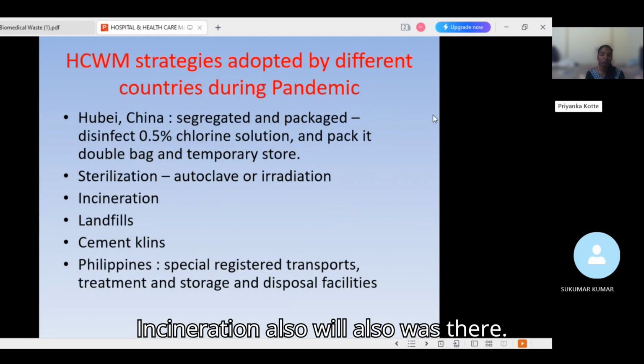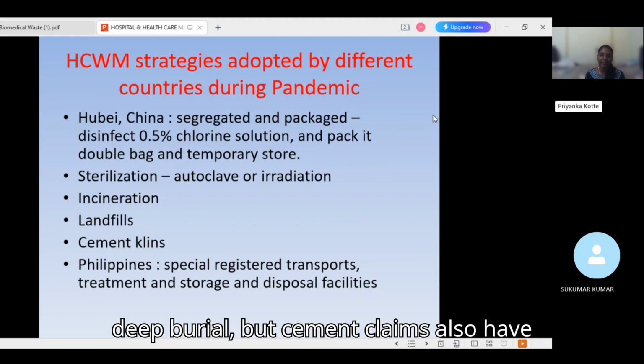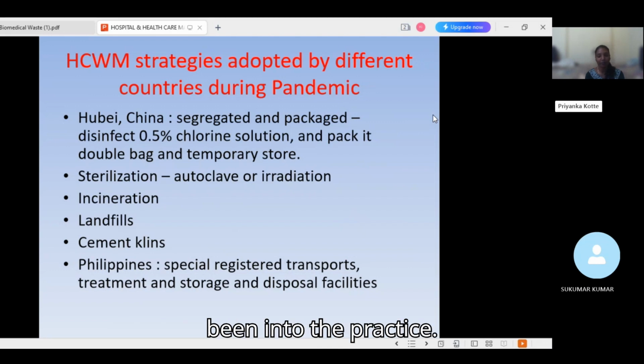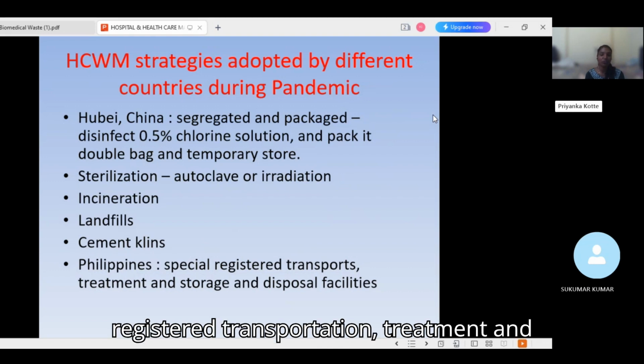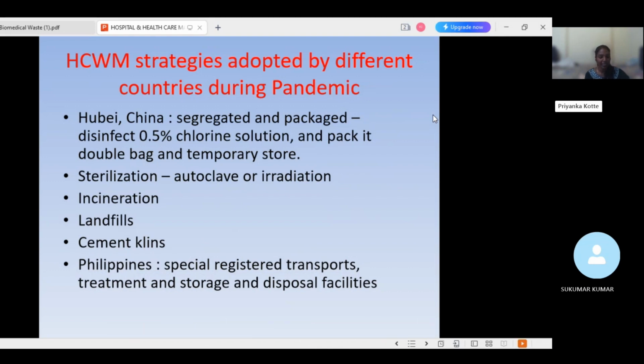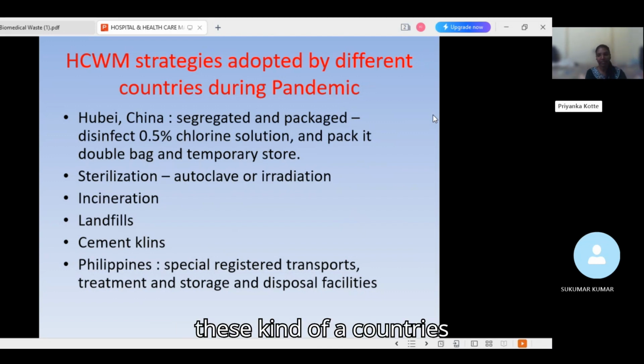Incineration was also there, and still it is there. Cement kilns also, not only filling the land and deep burial, but cement kilns have also come into practice. Then the Philippines used specially registered transportation, treatment, storage and disposal facilities also. They followed and adopted these kinds of measures.